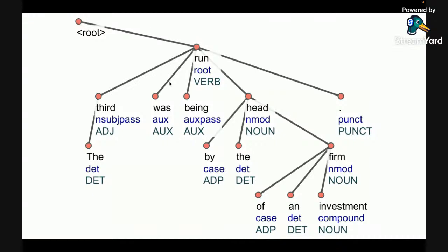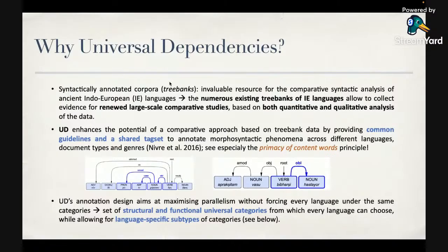And here you can see a tree from English that can be used to familiarize yourself with the syntactic relations. So, for example, you see that the article, the determiner, depends on the noun. You see that the sentence is: the third was being run by the head of an investment firm. You can see what I mean by primacy of content words. In the complex verb form, was being run, it's the lexical part that gets prominence, run, whereas the auxiliaries was and being depend on the verb, and so on.